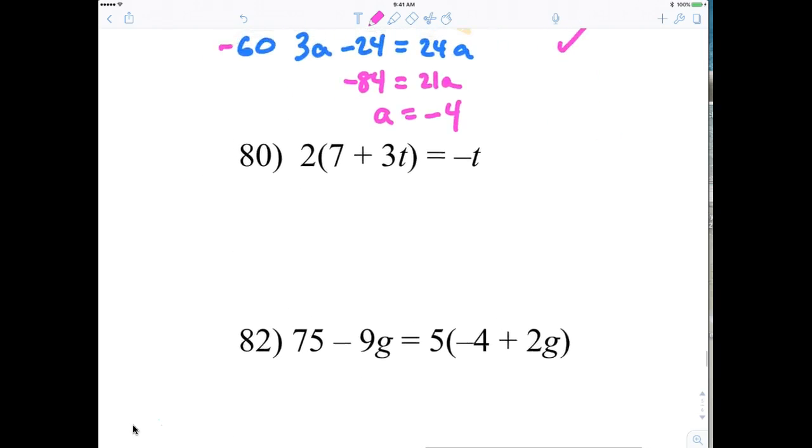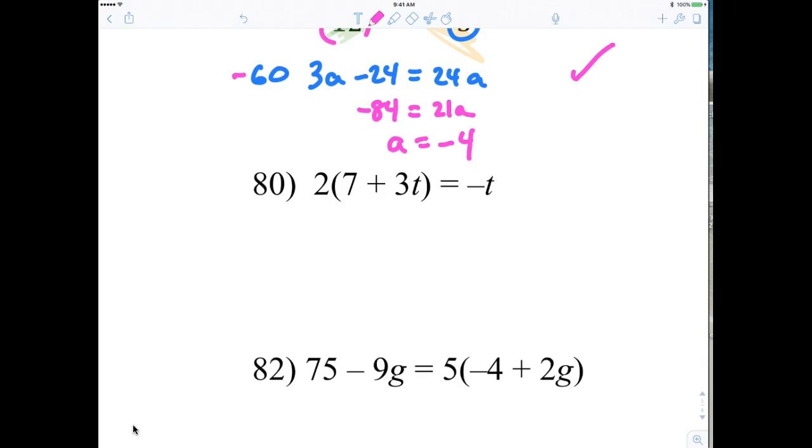All right, let's take a look at 80. Let's go ahead and do the distributive property real quick. 14 plus 6t equals negative t. Now again, in my mind, I'm moving the negative t to the left, so that becomes plus t. So that becomes 7t over here. Then the 14 on the other side would be negative 14, so you still get the same answer, right? So don't worry about it. t equals what? Negative 2. Yes, t equals negative 2.